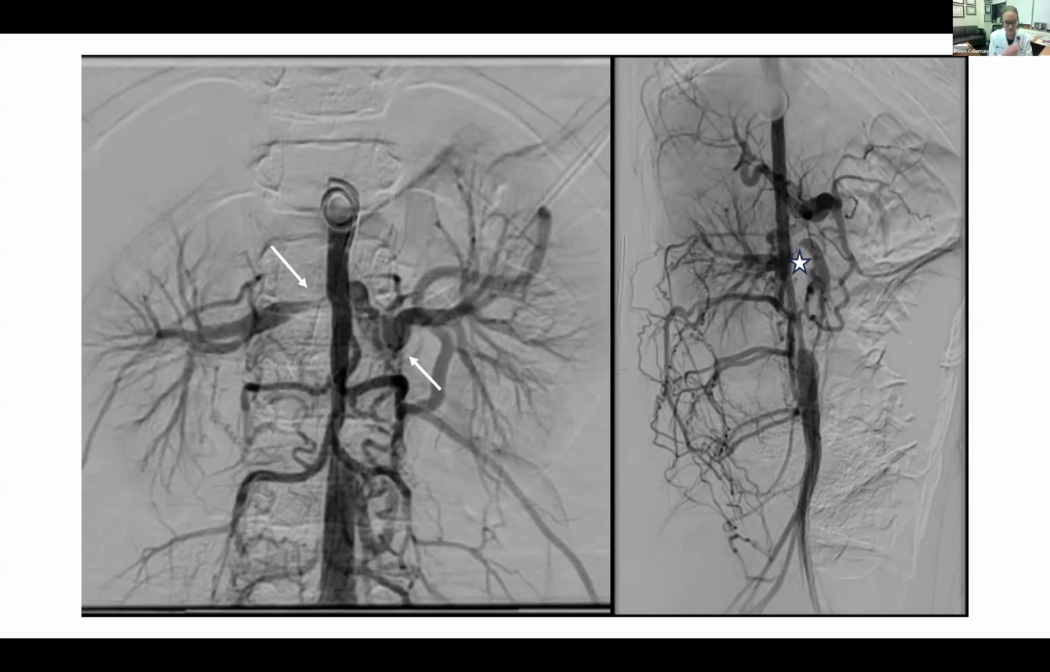And any concerns around long-term sequelae from having a prosthetic graft? Have you seen any cases of graft infection, for example? I'm glad Dr. Stanley's here. I don't remember any. Dr. Stanley, any in your experience? Yeah, no prosthetic graft infections.